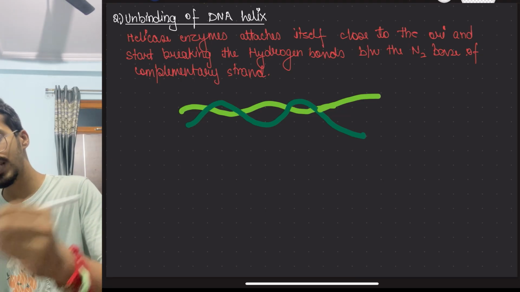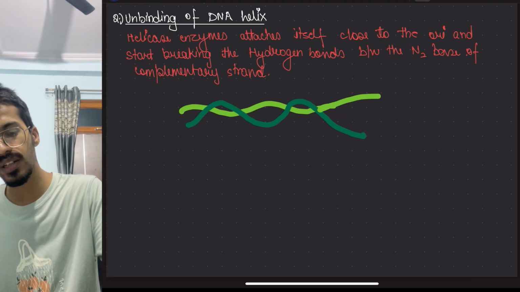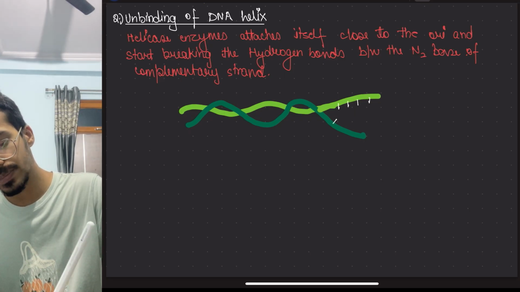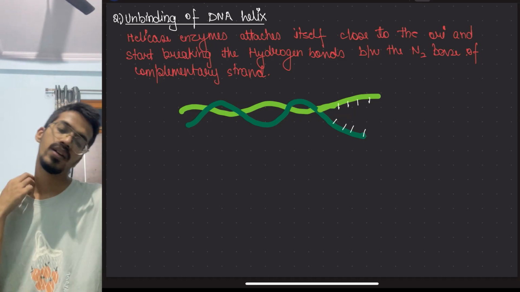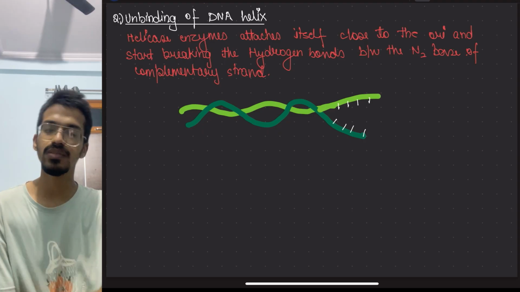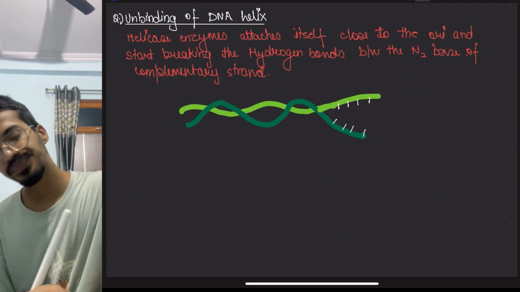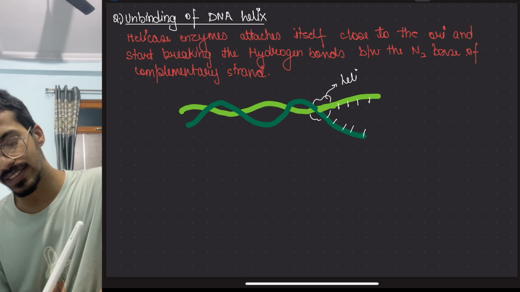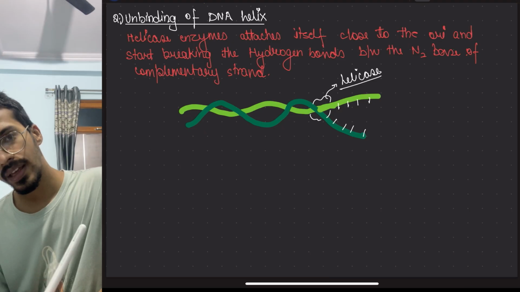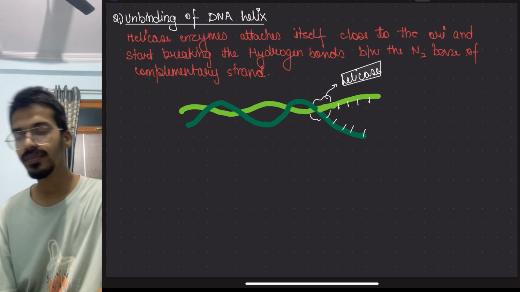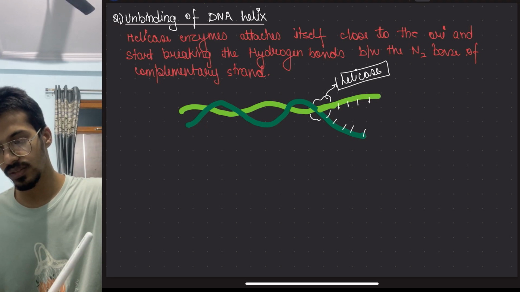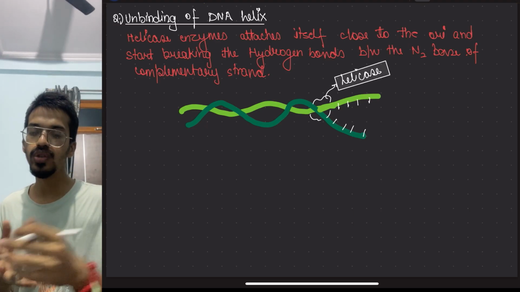Okay, so what is happening here? There must be certain bonds present over here. These bonds are broken up. After finding the origin site, these bonds have been broken up like this. And here would be what? Here would be your helicase. So this is what? Helicase enzyme. Helicase being present over here. Now the two strands are separated.